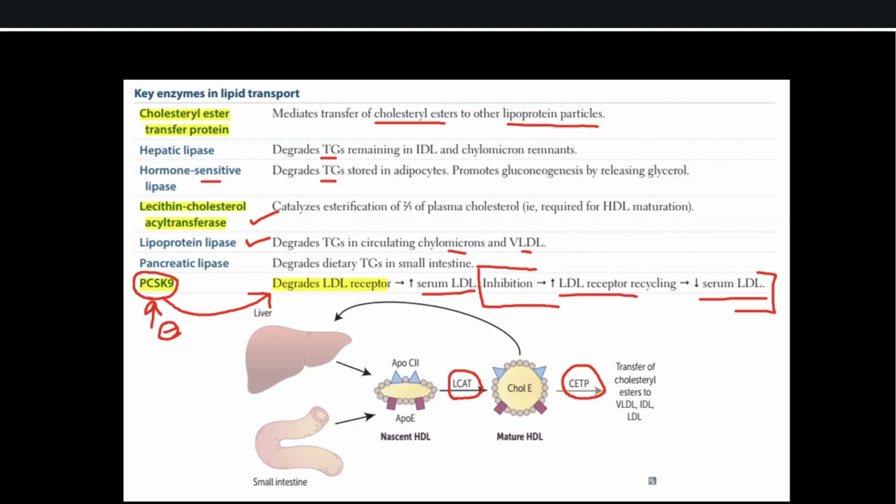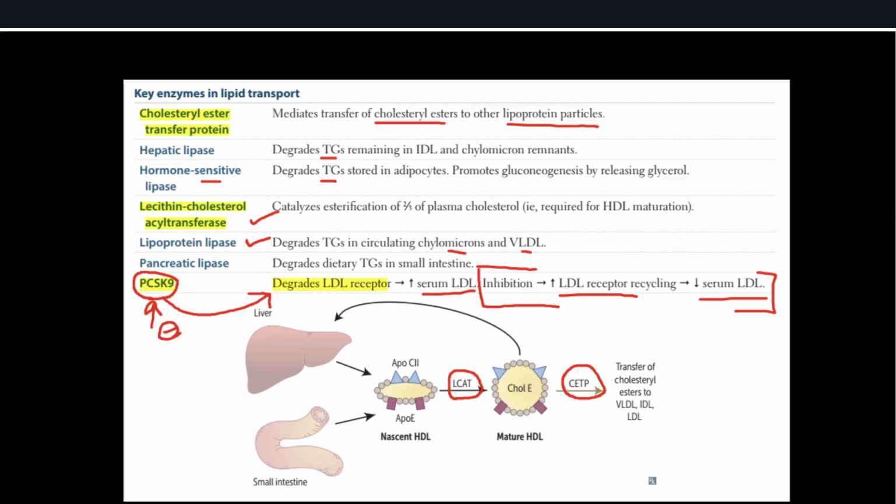Okay, so I have just explained the drug to you. I hope PCSK9 makes sense. It's naturally supposed to degrade the LDL receptor, but if you inhibit it, you're increasing the recycling. You're going to lower serum LDL because all of it is going to go back into the liver.